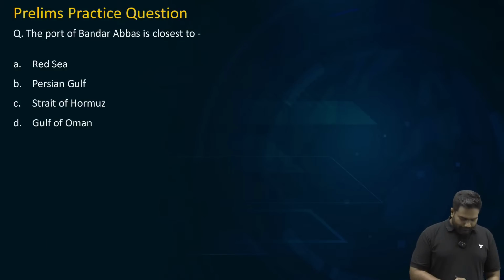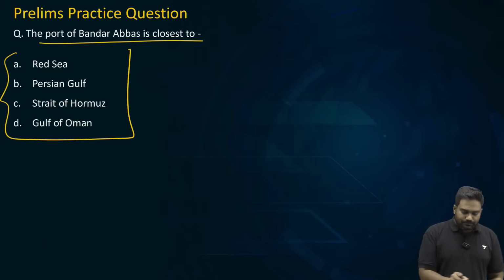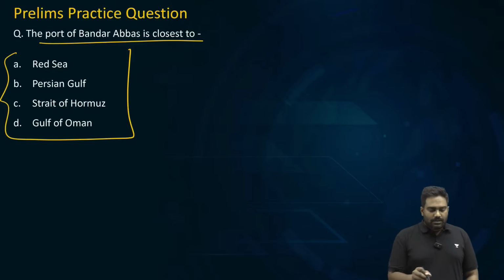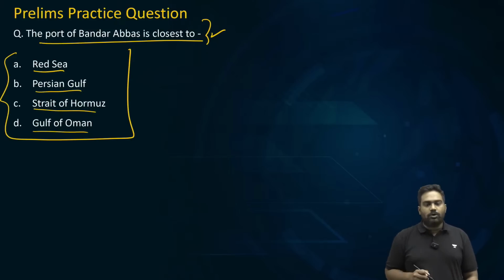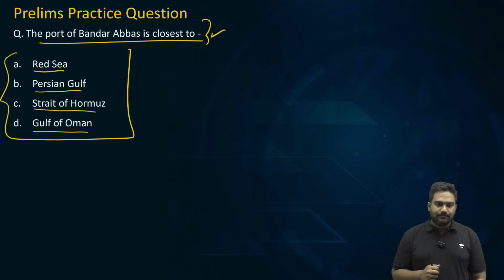Next, the port of Bandar Abbas was in news. Can you answer this question? The Bandar Abbas port is closest to which strategic water body? Is it close to Red Sea or Persian Gulf or Hormuz Strait or Gulf of Oman? What's the right answer?